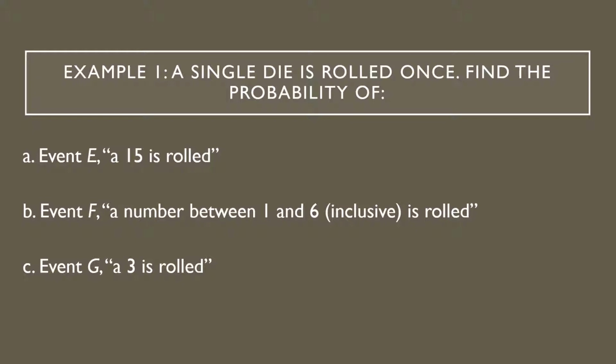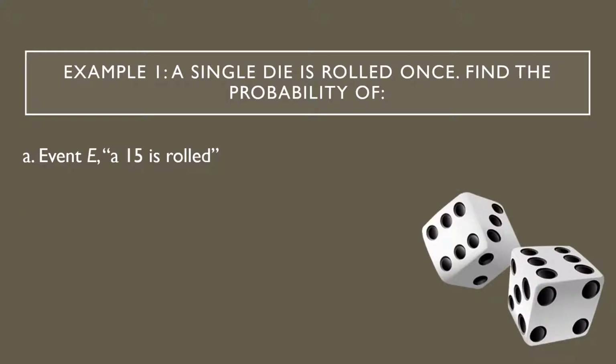Let's look at our first example. It says a single die is rolled once. Find the probability of A, the event E, which is a 15 is rolled. And then B, what's the probability of event F? A number between 1 and 6 is rolled. And then C, what's the probability of an event G? A 3 is rolled. Here I have a picture of a dice just in case it's been a while since you've seen one. This is 2 dice, but don't forget we're just rolling 1 die here.